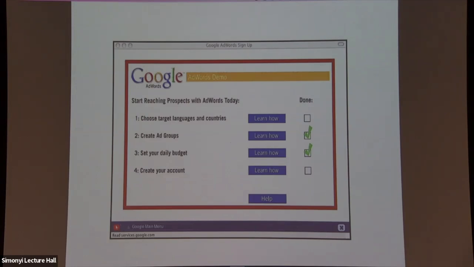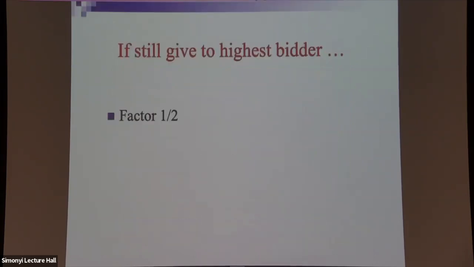When you go into Google's website to set up your AdWords campaign, you declare all the keywords, but you also declare a daily budget. If you're a small business, you have only $100 today. If they give you ads worth $10,000, your business may shut down. So there's a daily budget typically, and now the whole equation has changed. You cannot just give it to the highest bidder. In the worst case, you'll be back to factor half, and it's very easy to construct that example. Over lunch, I can show it to you.